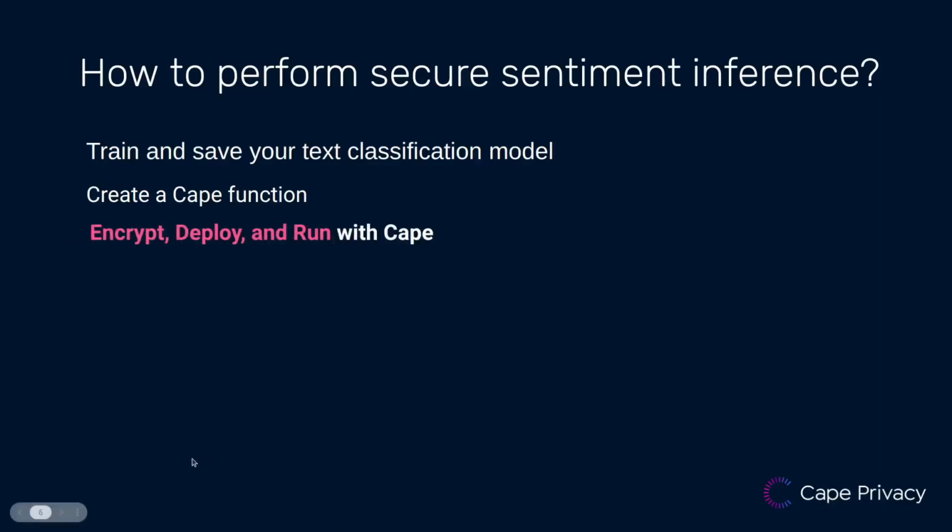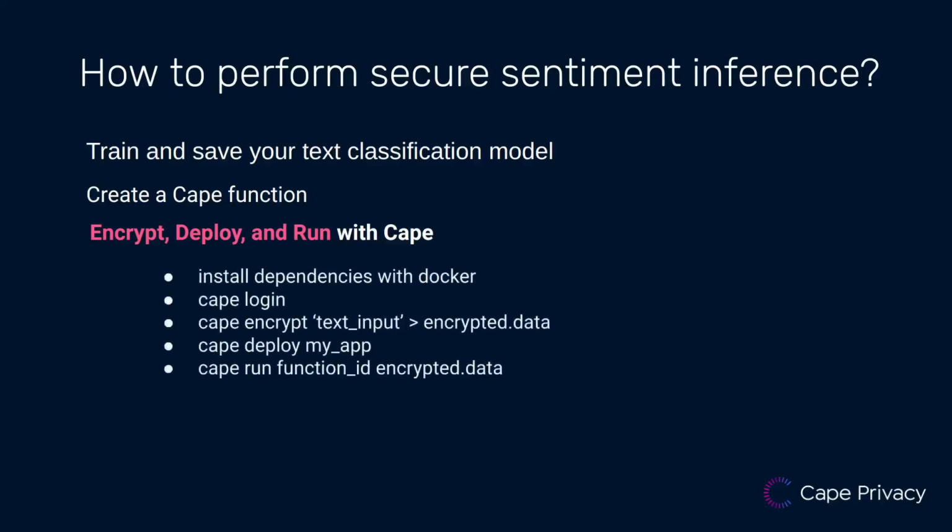Finally, the third step would be to encrypt, deploy, and run your Cape function with Cape's command line interface, or CLI, or Python or JavaScript SDKs. Specifically, using Docker, you would have to install your dependencies such as NumPy or Pandas or scikit-learn. Next, you could use the Cape CLI to log into Cape's confidential computing platform with cape login.